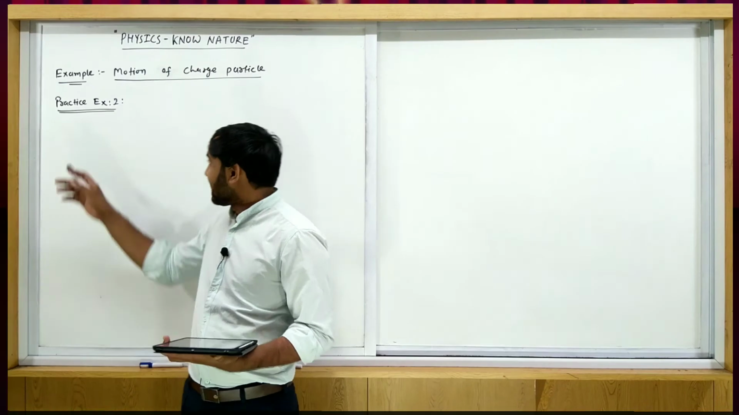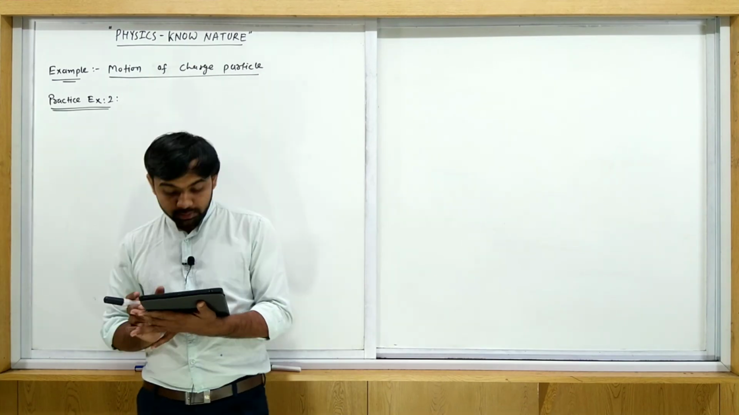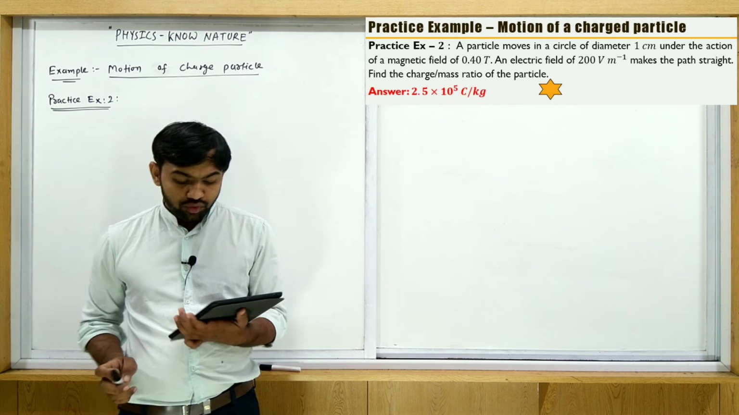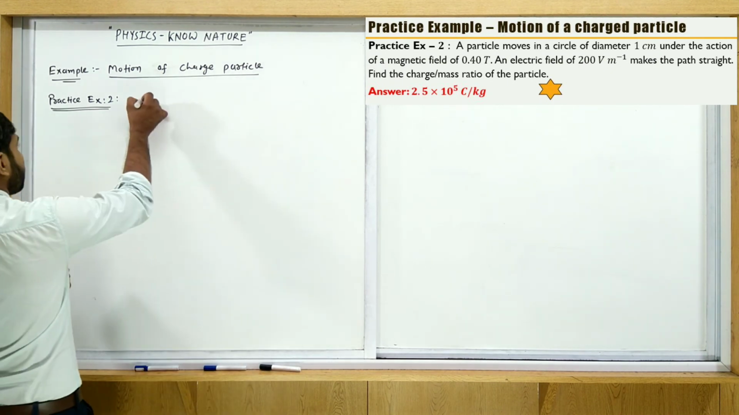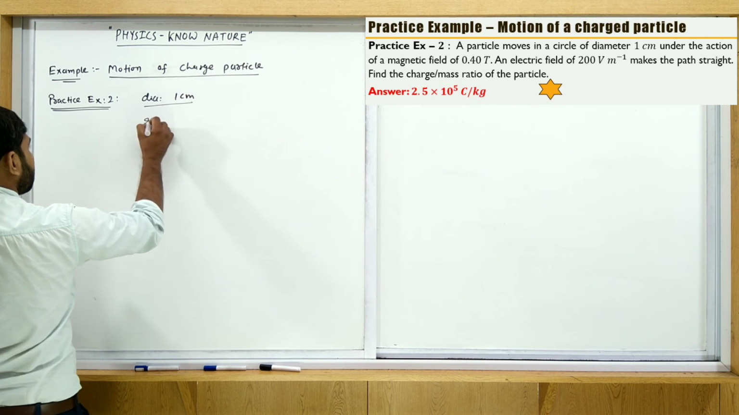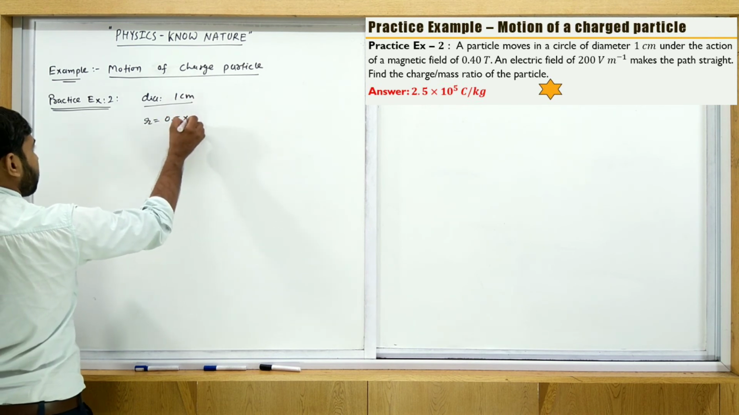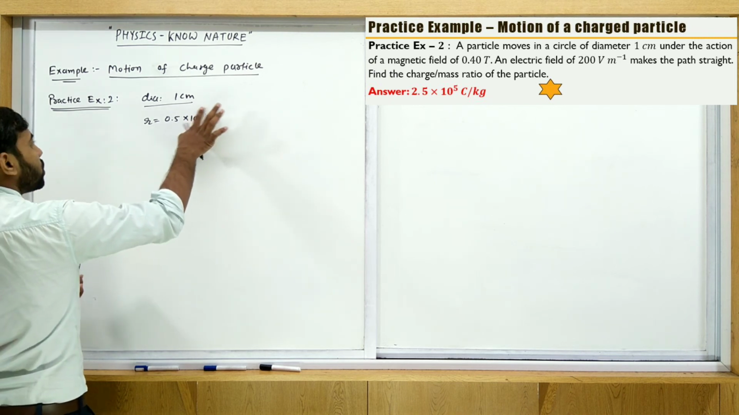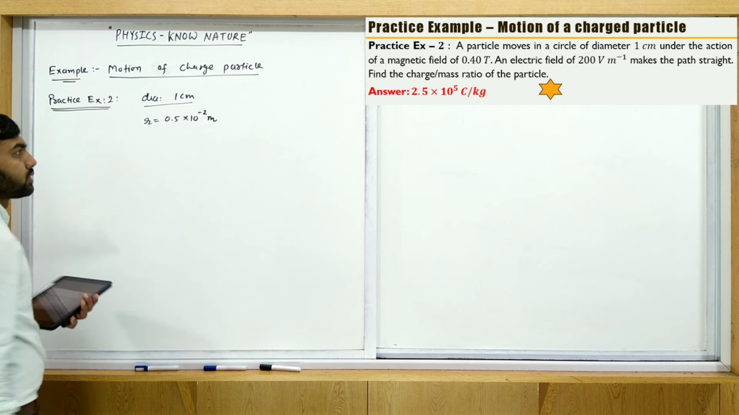Now come to the practice example number 2. What is the problem statement? A particle moves in a circle of diameter 1 centimeter. So diameter is given to you, 1 centimeter. So what is the radius from this one? Radius is equal to 0.5 centimeter, converted into meter. So 0.5 into 10 raised to minus 2 meter.